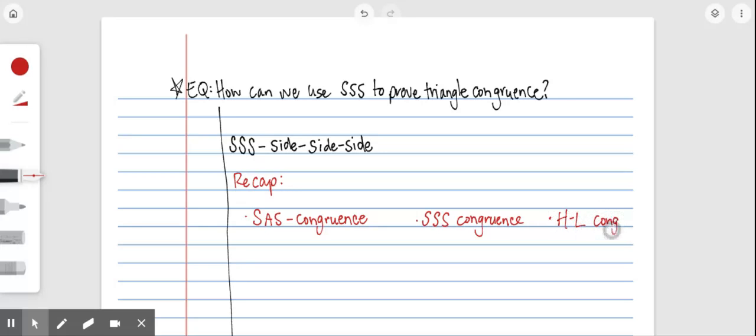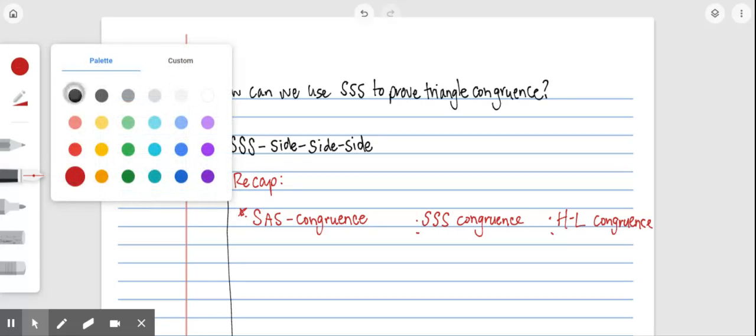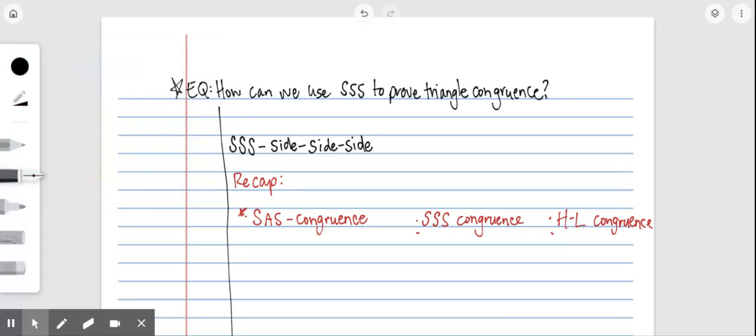I do it after I talk about side-side-side, but you should know that those are the three that we're talking about. So we've already done this one. We're going to talk about side-side-side and hypotenuse leg today. And then tomorrow we're going to learn two new ones, okay? All right, so we'll start with the side-side-side congruence theorem.